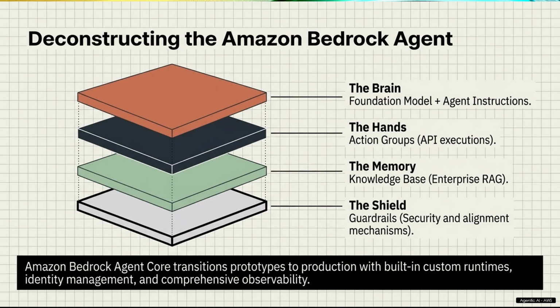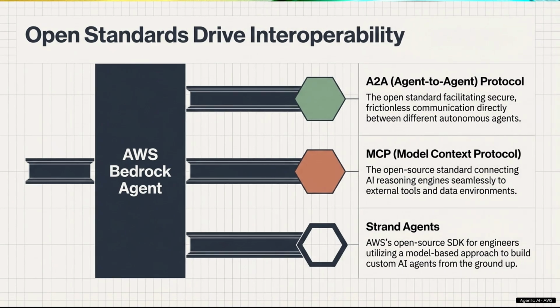Let's break down that middle tier. Slide 8, deconstructing the Amazon Bedrock agent. This summarizes the framework's anatomical intent. The stack has 4 components. The brain is the foundation model. The hands are the action groups handling the APIs. And the memory relies on knowledge bases. Right, utilizing RAG. And finally, the shield applies strict security guardrails across the entire system.